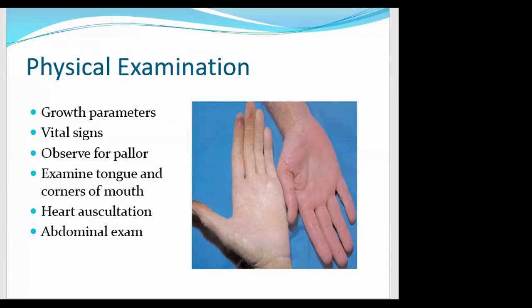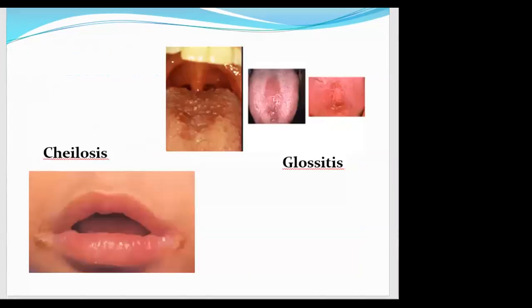You want to examine the tongue and the corners of the mouth for the chelosis and glossitis. Heart auscultation: do you hear a murmur? Do you hear a murmur? In the abdominal exam, you want to evaluate for an enlarged spleen. And so here's the chelosis and glossitis that you may see with children who have anemia.